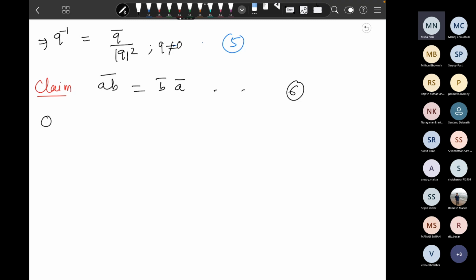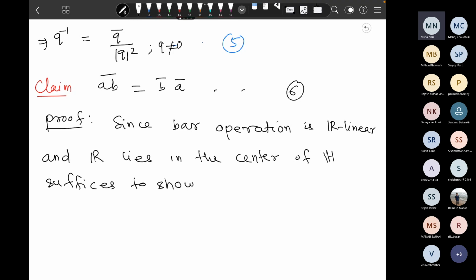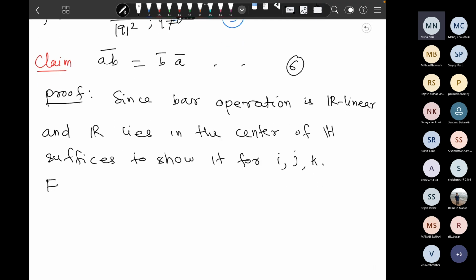So observe, the proof is very simple. Since the bar operation is R linear and R lies inside the center of H, it suffices to show it for i, j, k. Further, the thing is i square is equal to -1, j square is equal to -1, k square is equal to -1, and ij is equal to k, jk is equal to i. So there are some similar multiplication properties.